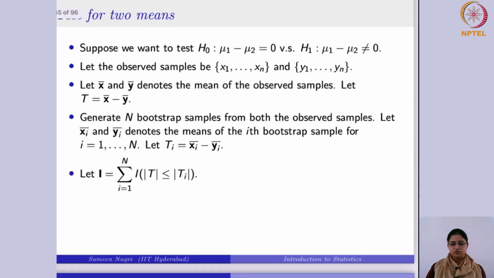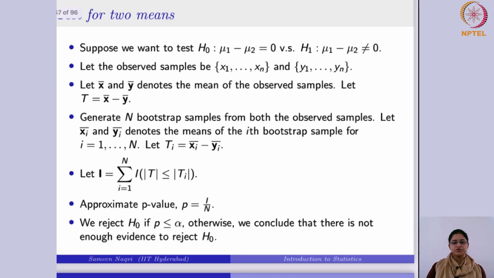For that we use the indicator function as we have defined over here, and now you can finally calculate the p-value, that is the proportion. And then finally you reject the null hypothesis if your p-value comes out as less than alpha. That is the usual process that we do. Otherwise you conclude that you do not have enough evidence to reject the null hypothesis. So this is how you can do it for your means.